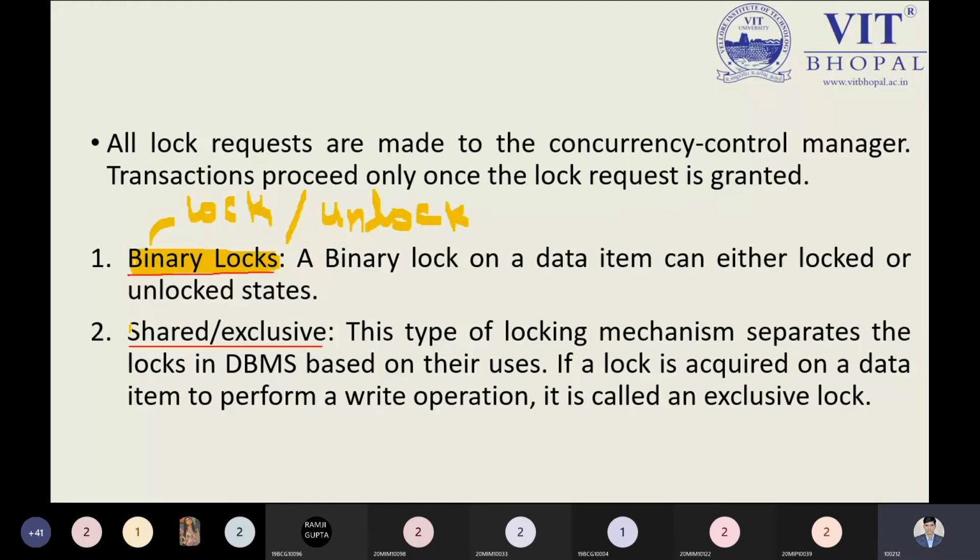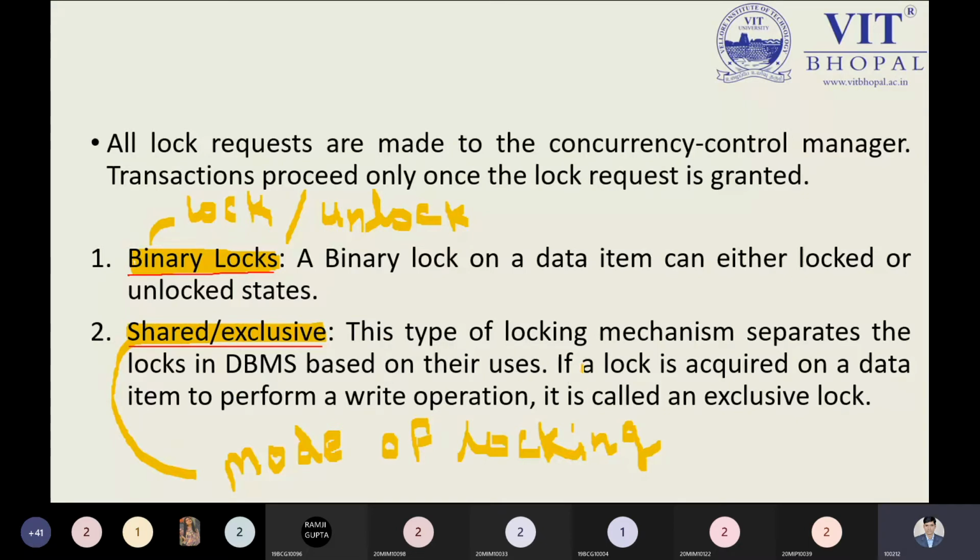Now next we have the shared and exclusive. So what is the mode you want to use to apply on the data item? This is to be identified by the mode of the lock, the mode of the locking. This type of locking mechanism separates the locks in the database management system based on their uses.